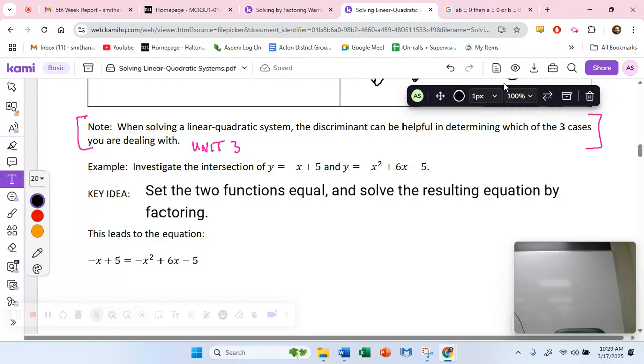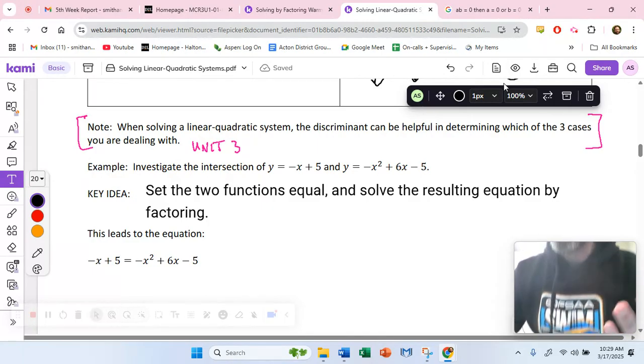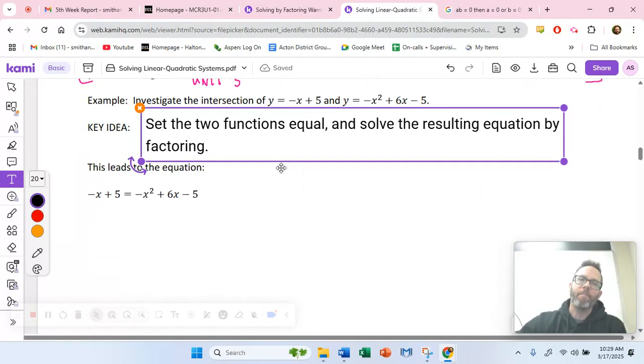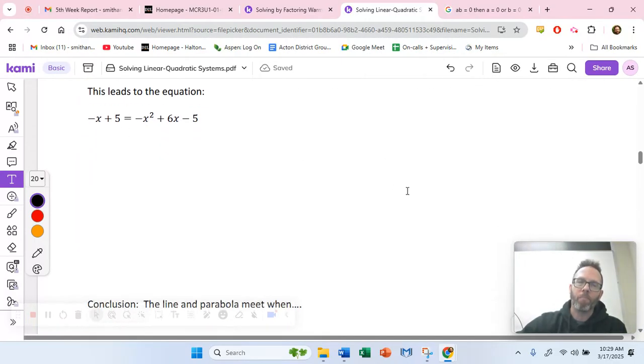We just got some stuff on this side and some stuff on this side. So we have to get everything onto one side, make everything equal to 0. So here's a piece of advice for you guys when solving a linear quadratic equation. When you guys are factoring, it's much easier to factor things when the squared term is positive.